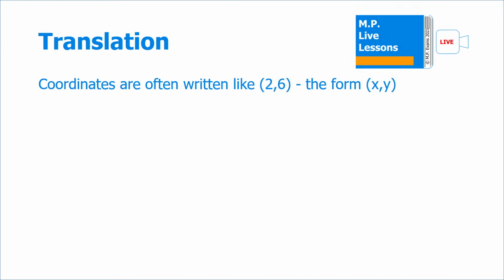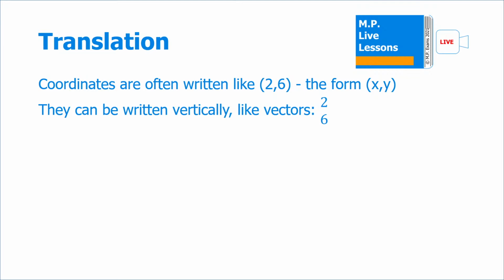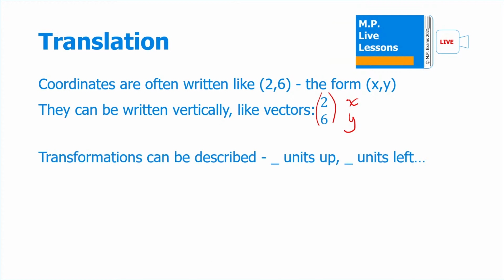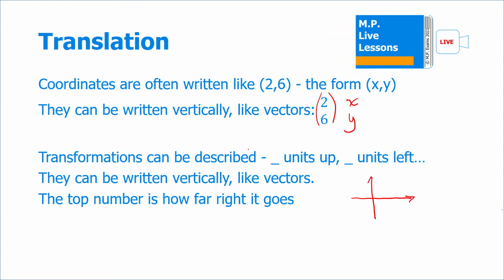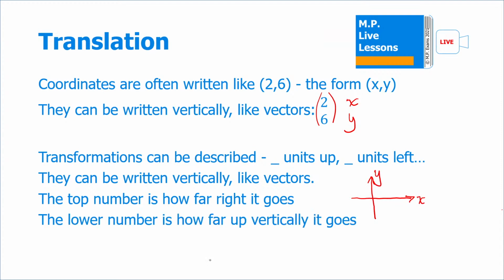You also need to know about translations. For example, coordinates can be written like this in the form x, y with commas, but they can be written vertically as well. So the x value on the top, the y value on the bottom. And you'll often have brackets around it like this. Translations can be described in, let's say, a few units up, a few units left, and they can be written vertically like vectors. So translations basically add something to a coordinate. So the top number is how far right it goes, and the bottom number is how far up vertically it goes.